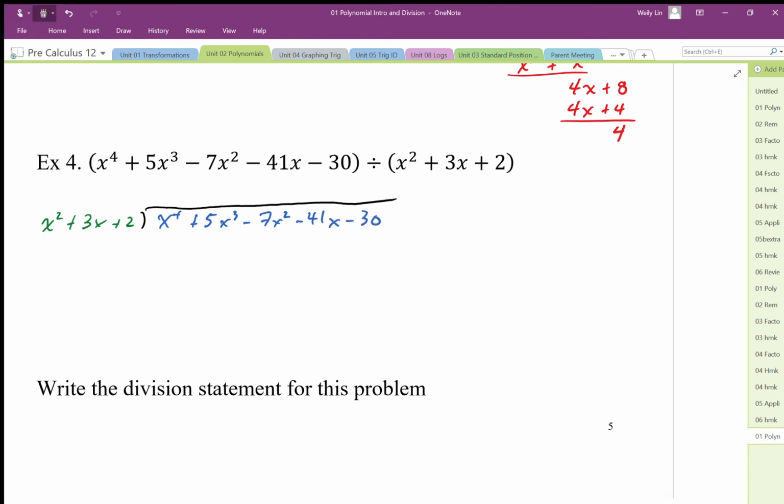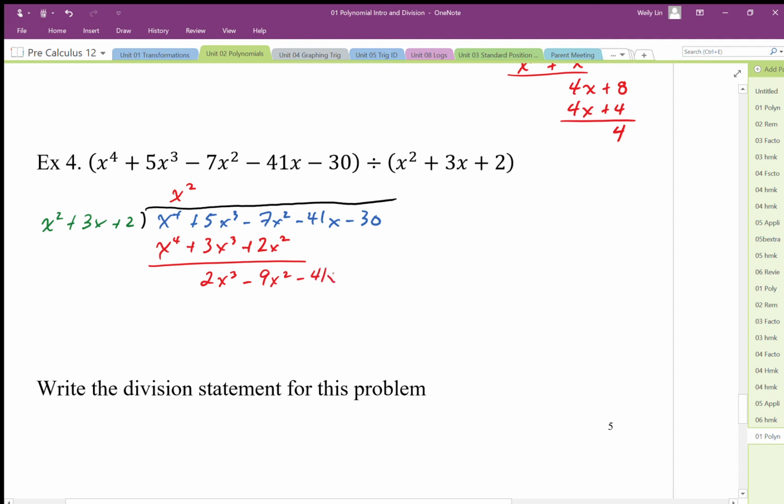Okay, so what number times x squared gives us x to the 4? Well, that's going to be x squared. I just have to remember to make sure I multiply all the terms. So x squared times 3x, x squared times 2. All the terms line up. So then I subtract. I'm going to end up with 2x cubed minus 9x squared. Then I'll bring down the next term, 41x.